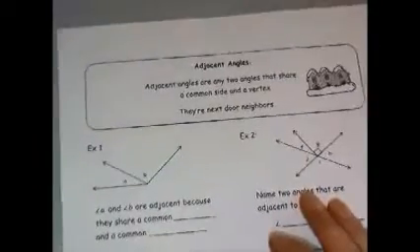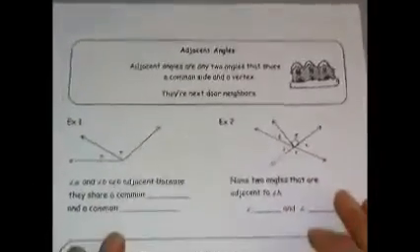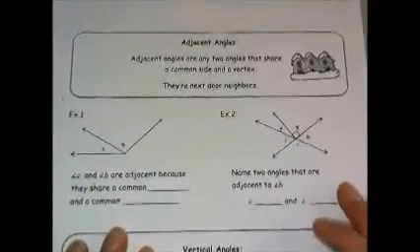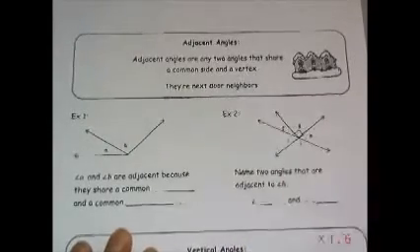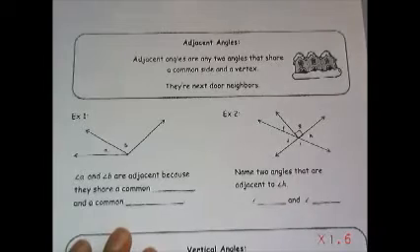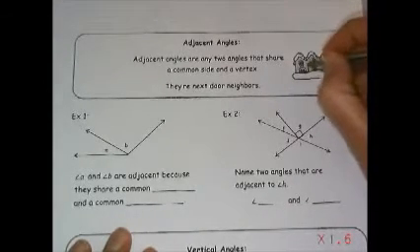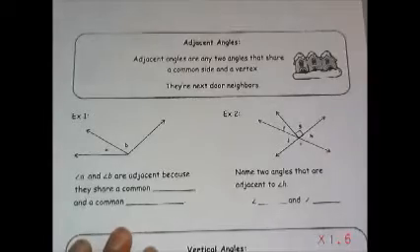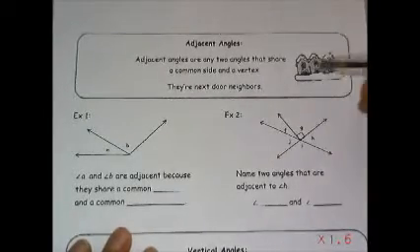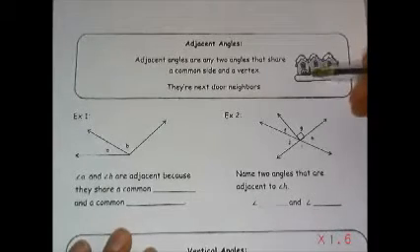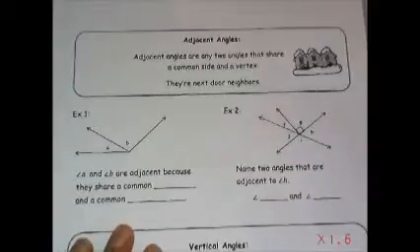Next, we have adjacent angles. Adjacent angles are any two angles that share a common side and a vertex. They're next door neighbors. I think of one of my best friends growing up. She lived right next to me in an apartment, and we could actually knock on the wall of the apartment and talk through the wall. That's how thin they were. But we shared a common wall. We were adjacent to each other. We were next door neighbors.